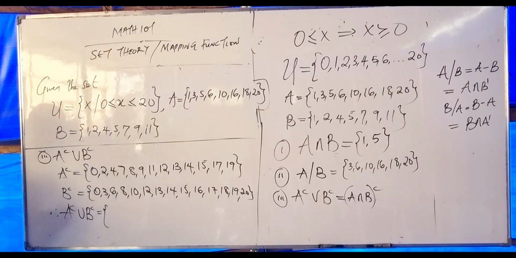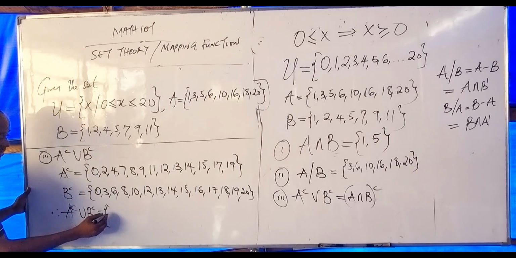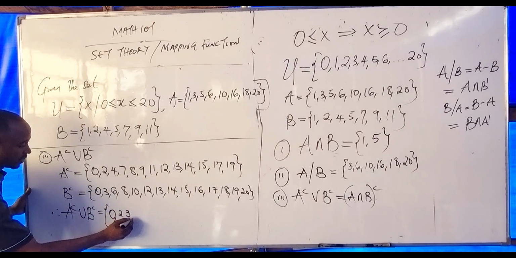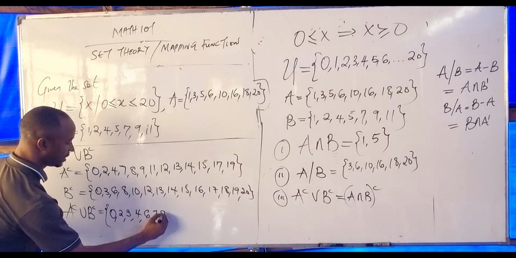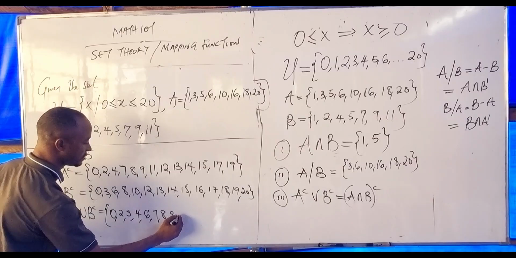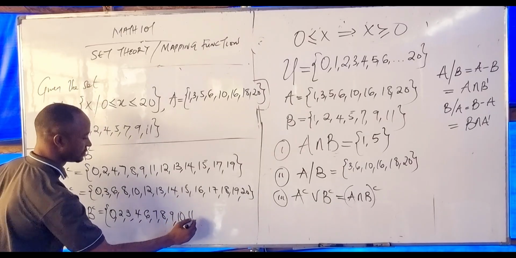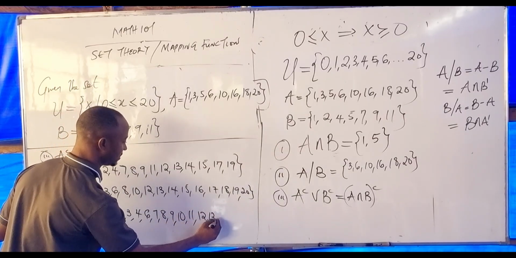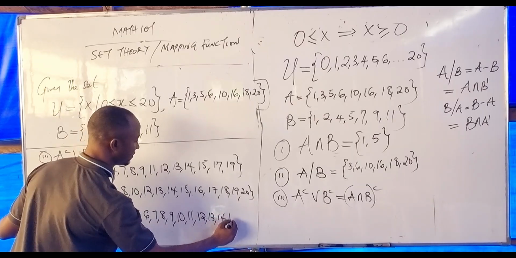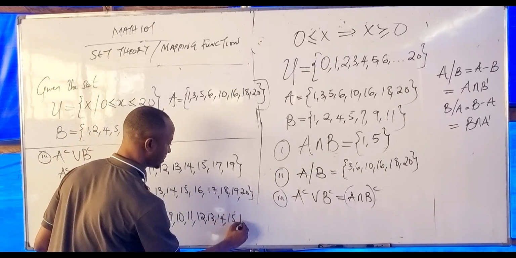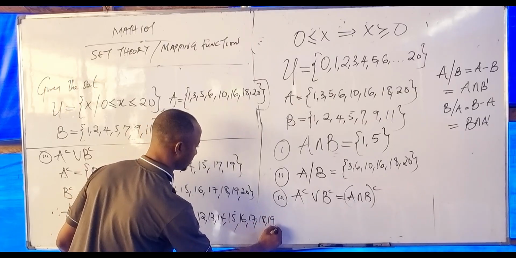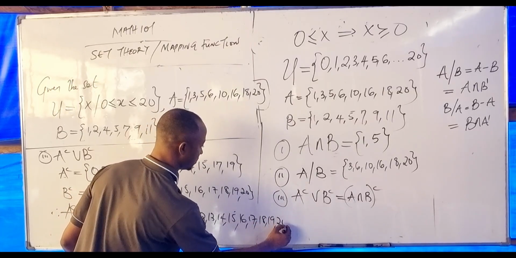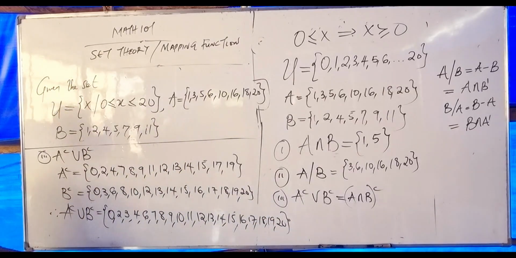Can we combine now? What is the least number here? 0. So let's go: 0, 2, 3, 4, 6, 7, 8, 9, 10, 11, 12, 13, 14, 15, 16, 18, 19, and 20. Right? Okay. So please put this down.